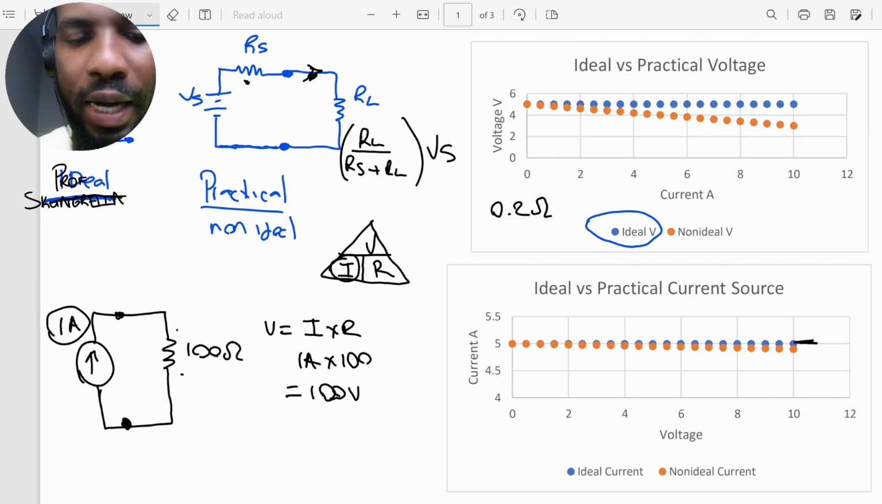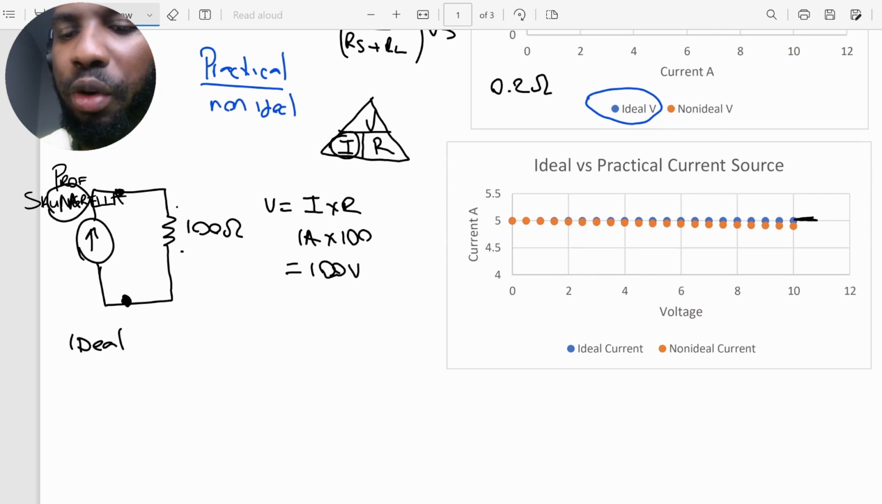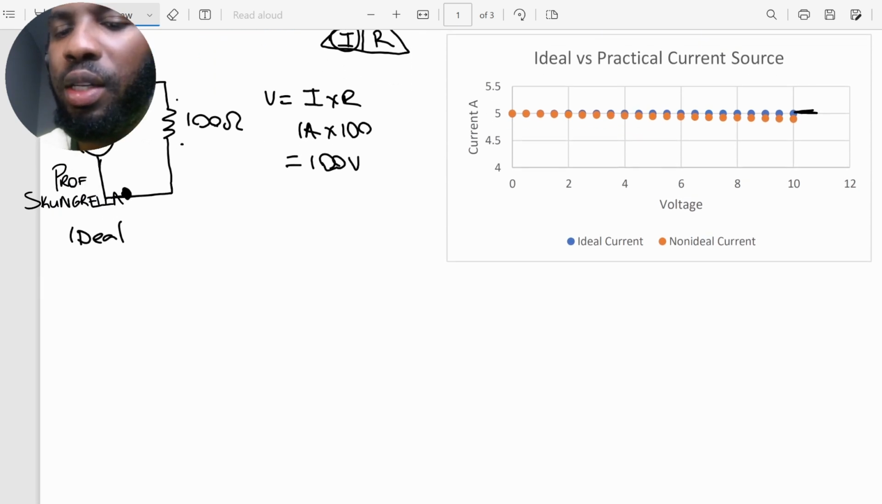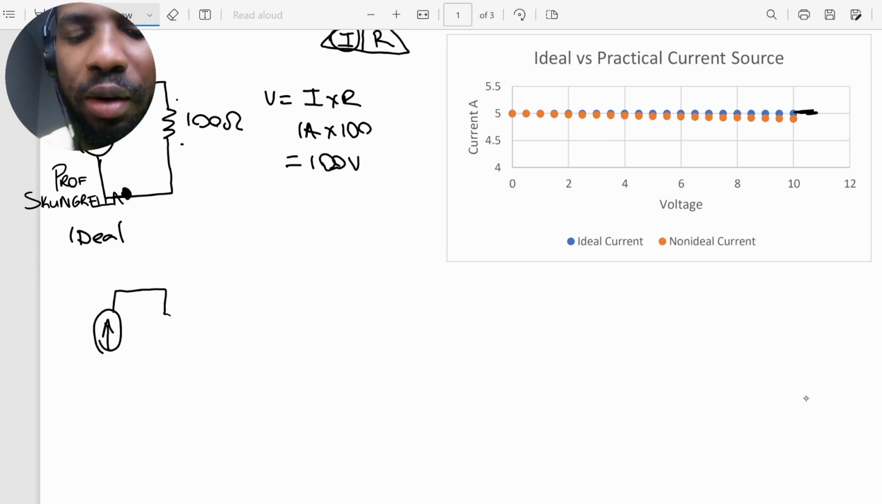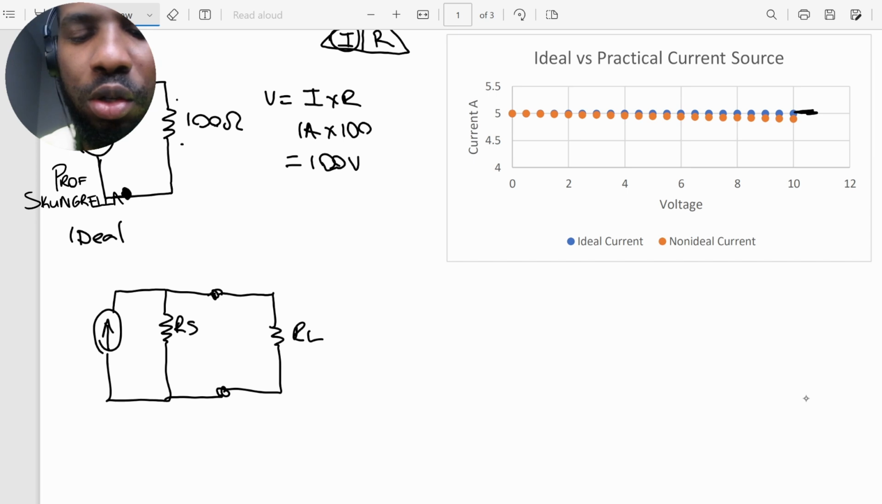Now, this is the ideal source. But in the practical world, in the real world, the current source doesn't keep the current at 5 amperes because there is actually a source resistance in parallel with the current source, and some of the current goes into that source resistance, right? So if this is our load here, all the current doesn't go to the load. Some goes to the source resistance, right?